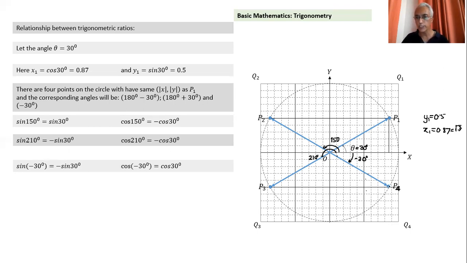And for this particular point, the y coordinate of P4 is equal to the negative of the y coordinate of P1. So if we write the corresponding values, sine of minus 30 will be equal to minus sine 30, and cos of minus 30 will be equal to cos 30. So what we have done in terms of theta, as a variable, we have also done for a specific angle. So we should be able to find this kind of relationship between angles of the order of theta, pi minus theta, pi plus theta, and minus theta. Those angles are related.